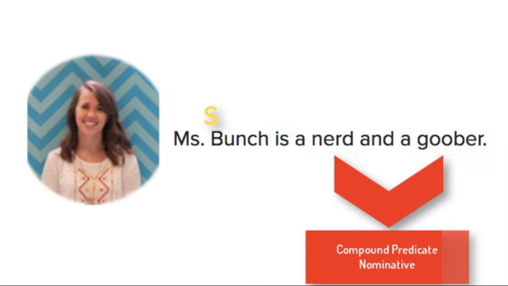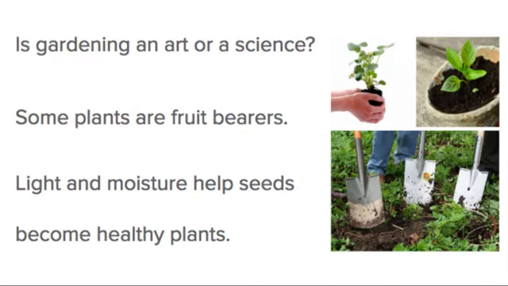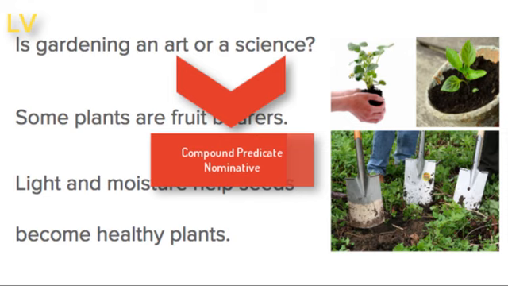Alright, let's work on some examples together. First sentence, is gardening an art or a science? Now because this is an interrogative sentence, the verb is a little bit out of order. The verb is, it's a linking verb. So, is gardening an art or a science? In this case, we've got a compound predicate nominative. Art and science are both the predicate nominative referring back to gardening.